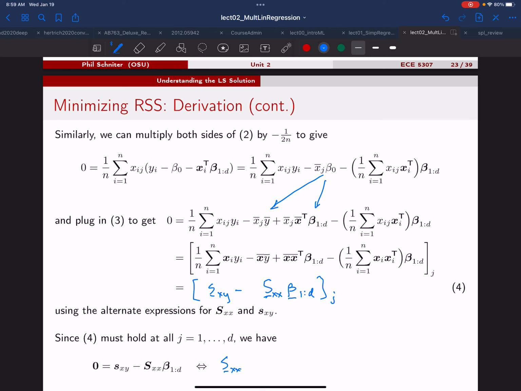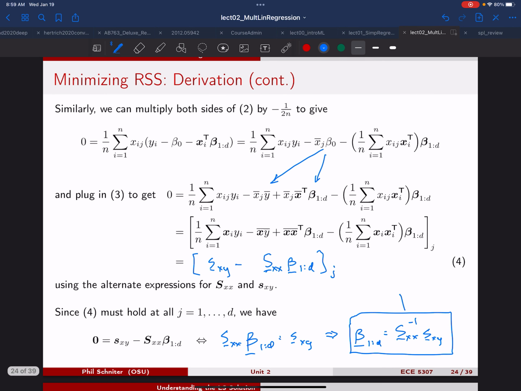SXX, I'm sorry, there should be an underline, beta 1 through d equals SXY, which implies that beta 1 through d equals SXX inverse SXY. Again, assuming this is invertible. Assuming invertible.